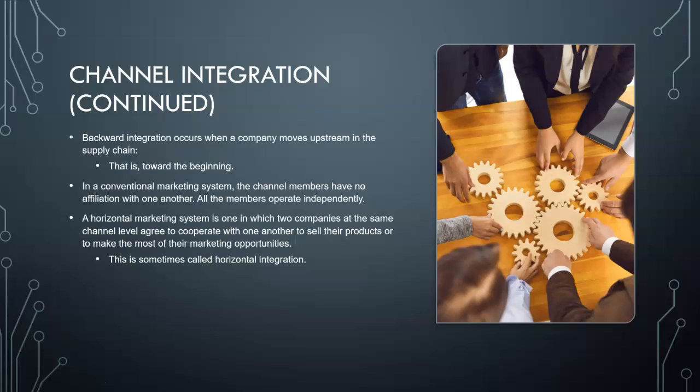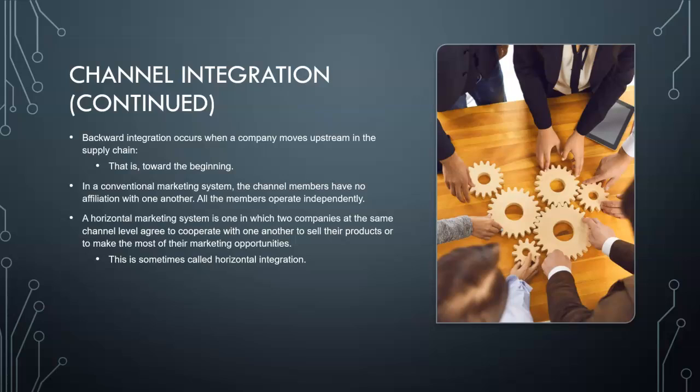Backward integration occurs when a company moves upstream in the supply chain, that is toward the beginning, so toward the producer, right, the manufacturer. In a conventional marketing system, the channel members have no affiliation with one another. All the members operate independently.